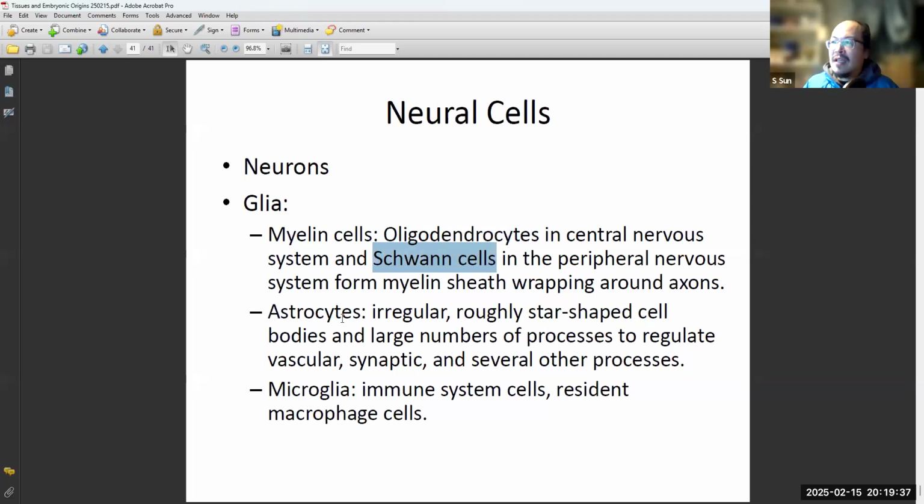And the others are astrocytes. The shape is like a star shape. It provides many functions. That's all you need to know. And the microglia is the macrophage cell. So microglia can eat. They can clear away the damaged brain cells or nerve cells. They help to clean those away. Yeah, so that ends it. We finish it.